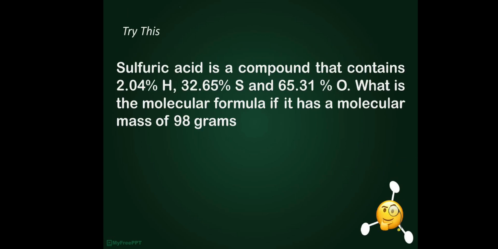And with that, let's try this. Another item for you to answer on paper. So folic acid is a compound that contains 2.04 percent hydrogen, 32.65 percent sulfur, and 65.31 oxygen. What is the molecular formula if it has a molecular mass of 98 grams? So what we're gonna do? Go back to step 1 in this kind of area.